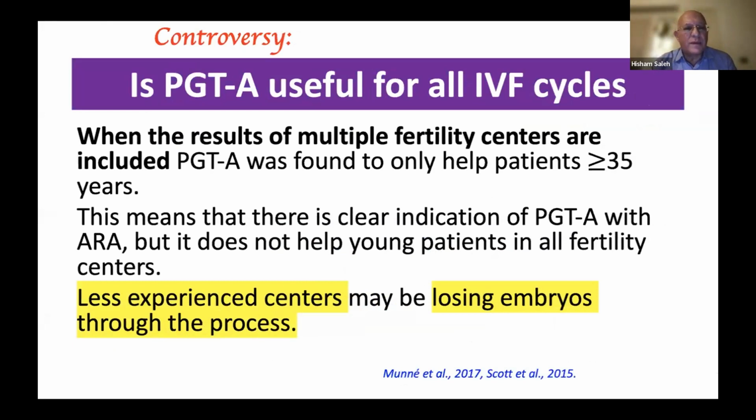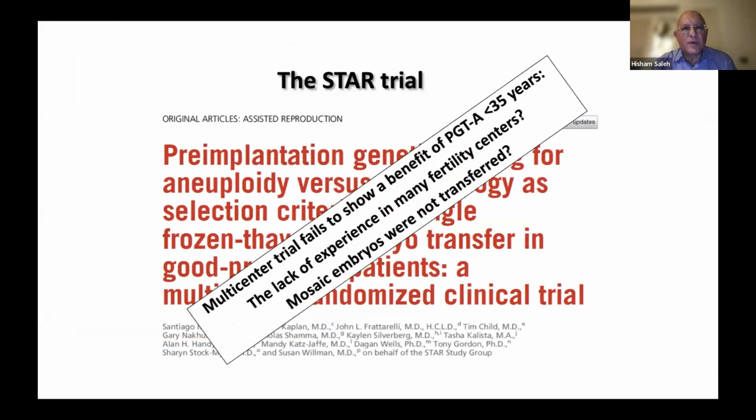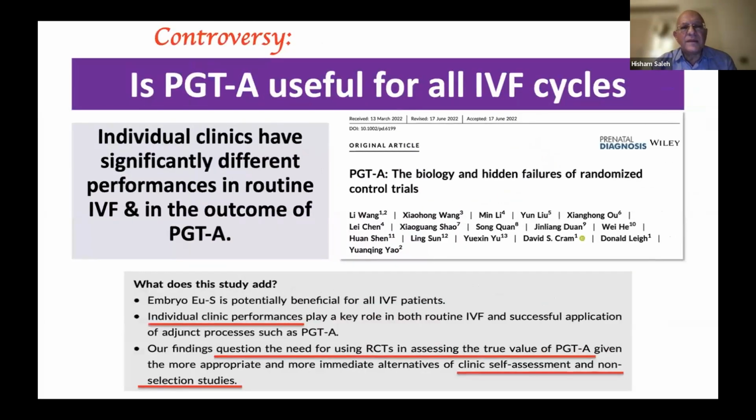However, including many centers with different experiences may result in losing embryos in the less experienced centers. And this is probably the condition with the STAR trial. Another problem is that they did not use mosaic embryos for transfer. The same conclusion was obtained in this study, in which 13 centers were included.